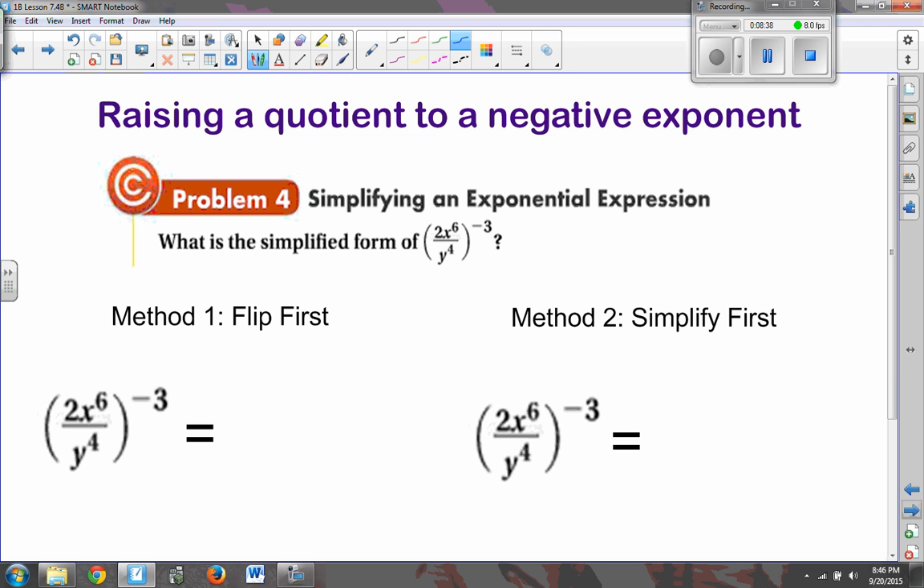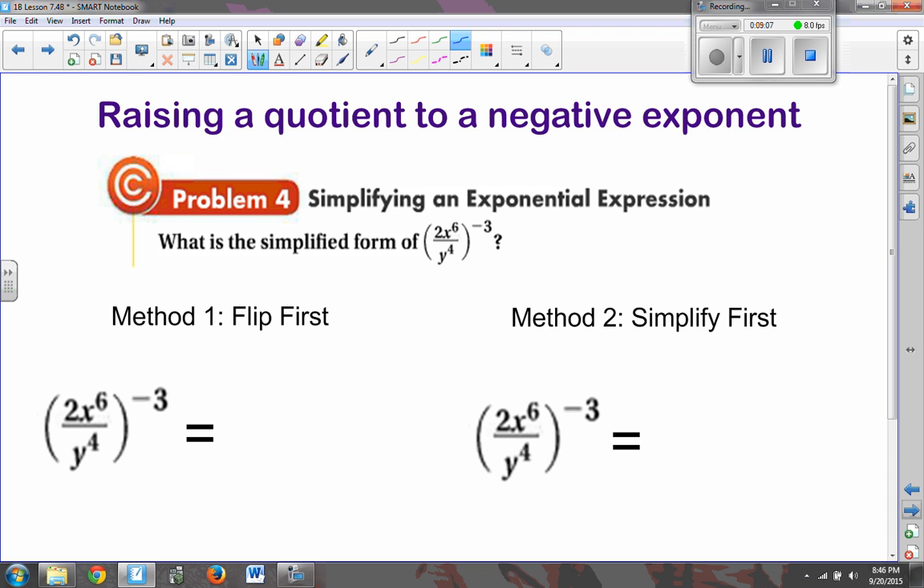Okay, moving on then to raising a quotient to a negative exponent. Now, we know that raising something to a negative exponent flips it, from the top of the fraction to the bottom or from the bottom to the top. Like we saw in our warm-up problem, if we have negatives on both the top and bottom, we need to flip both. So the top becomes the bottom and the bottom becomes the top.